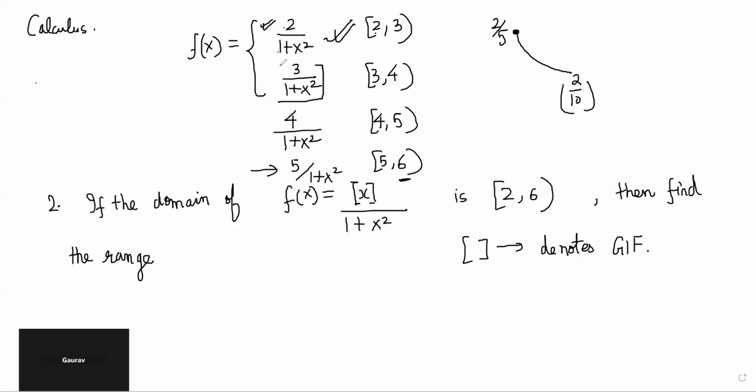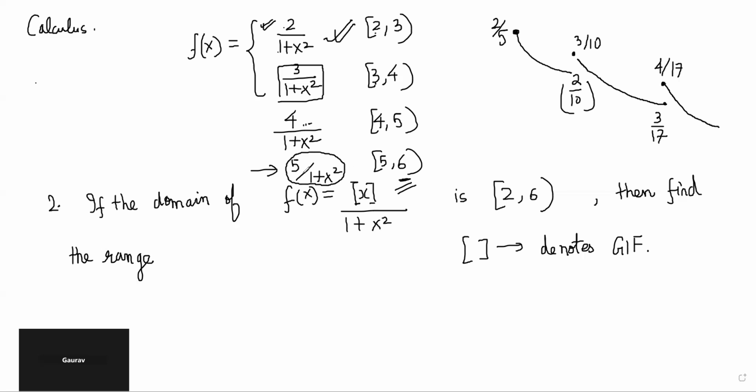But the next function starts from where? It starts from 3 by 10. Do you understand what I'm saying? Yes, sir. The next function starts from 3 by 10, goes down to 3 by 17, roughly. But the third function starts from 4 by 17, right? Yes. The lowest possible value will be when, in 5 by 1 plus x square, you come close to 6.